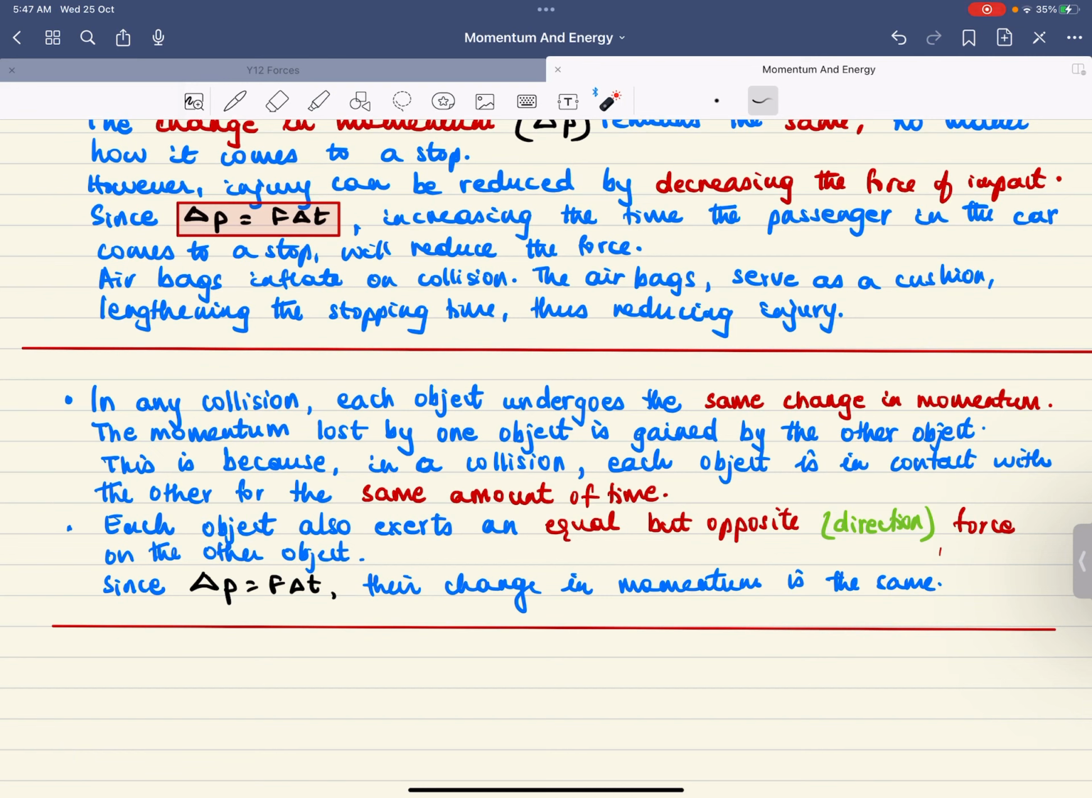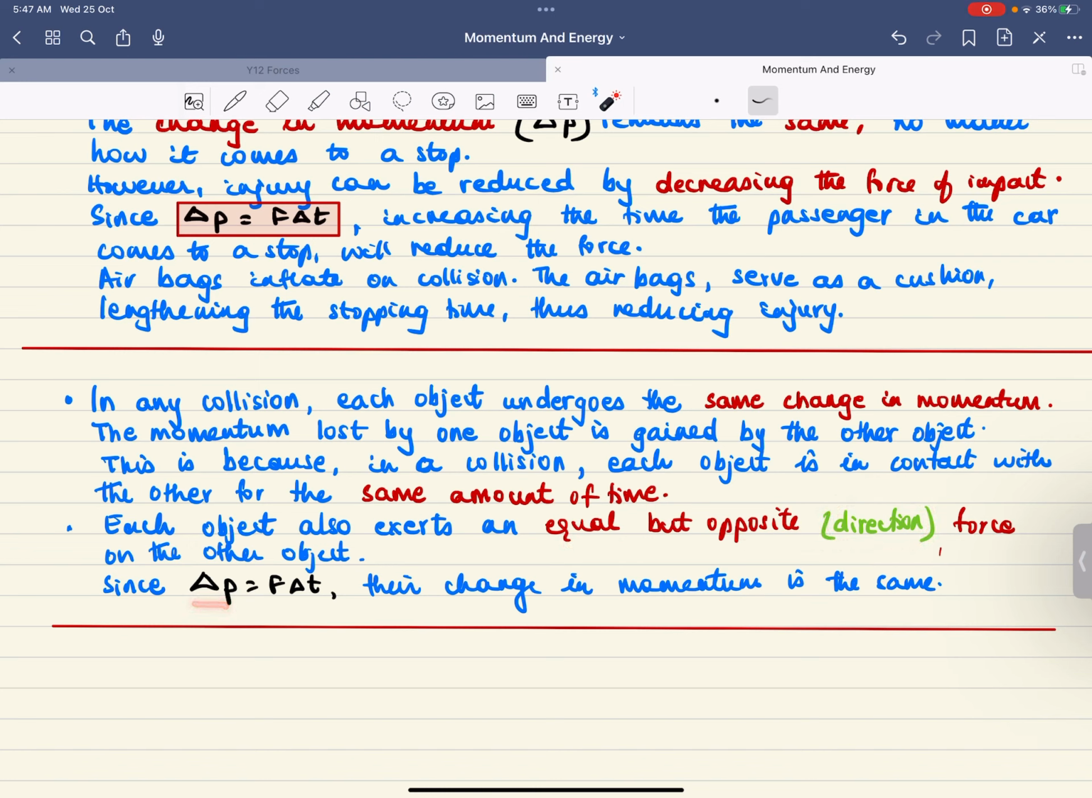Here is another point that you need to keep in mind. Whenever there's any collision, each object undergoes the same change in momentum. The momentum lost by one object is gained by the other object. This is because in a collision, each object is in contact with the other for the same amount of time. Each object also exerts an equal but opposite in direction force on the other object.